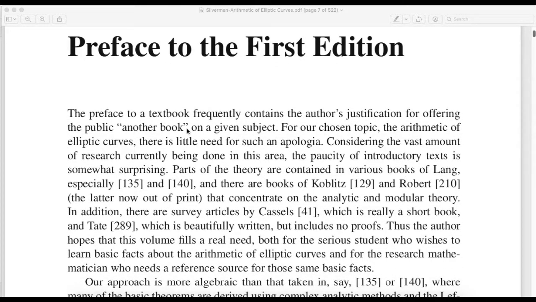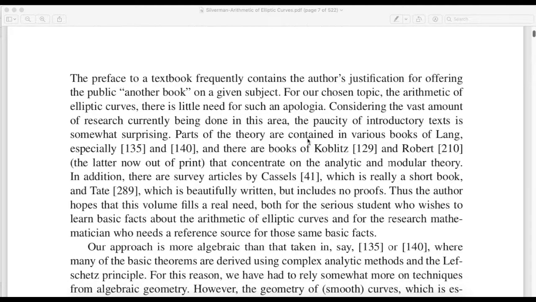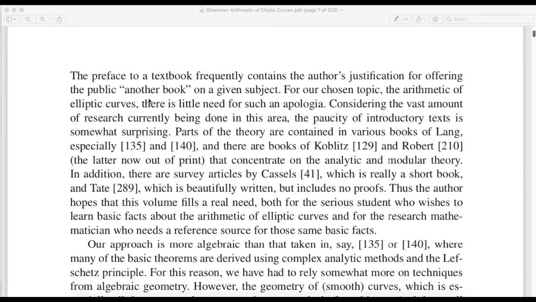Preface to a textbook frequently contains the author's justification for offering another book. Yes, of course it does. For a chosen topic, there's little need for such an apologia. Well, I don't know. Considering the vast amount of research currently being done in this area, the paucity of introductory texts is somewhat surprising. So this is good. It's an introductory text, but it's a graduate level text, so I think that it might still be over our heads.